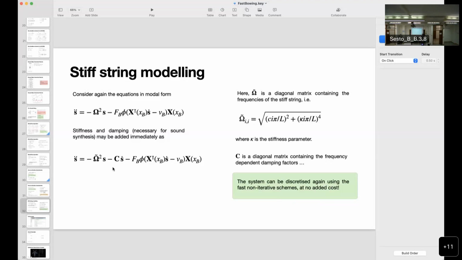But the contact between the bow and the string here was a point, no? Yes. Again, a very crude approximation.